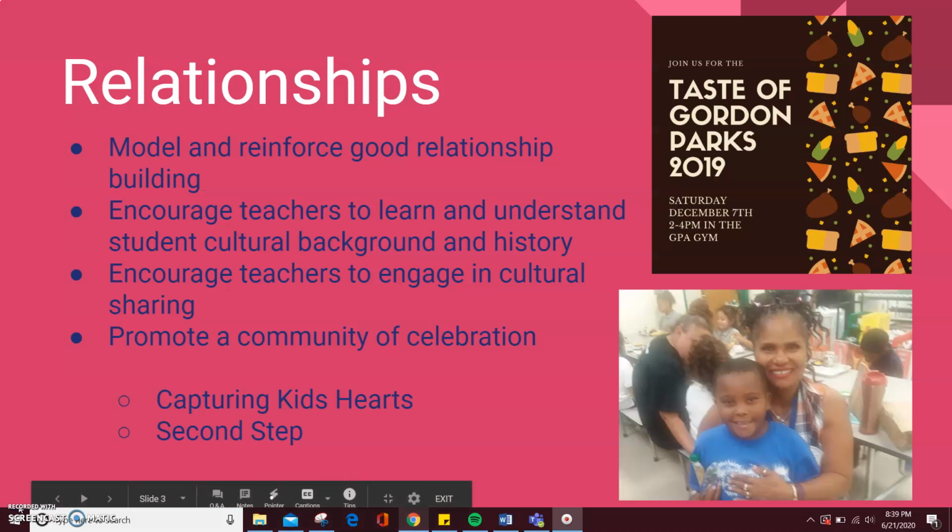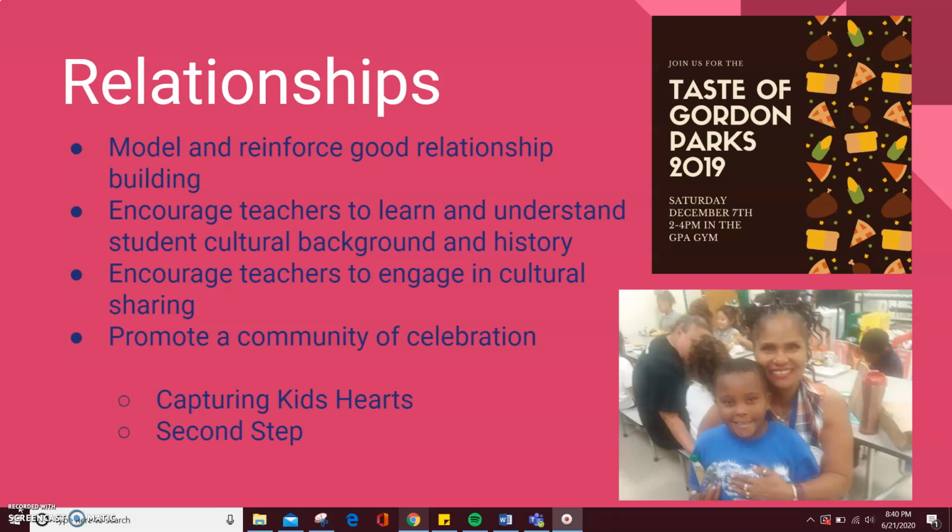Relationships. I believe that modeling and reinforcing good relationship building helps to promote a safe and encouraging environment for students to learn. Encouraging teachers to learn and understand student cultural background and history will also allow students to build stronger relationships with each other and see perceptions and perspectives of others to help them better learn. Encouraging teachers to engage in cultural sharing will strengthen that practice, and promoting a community of celebrating to help students feel safe and invited to share and be open with their school environment, including teachers, families, and other students.